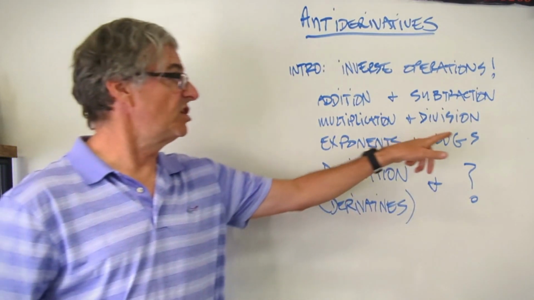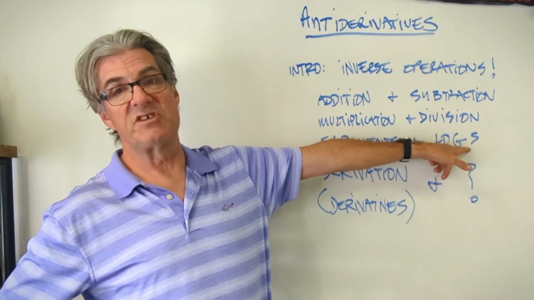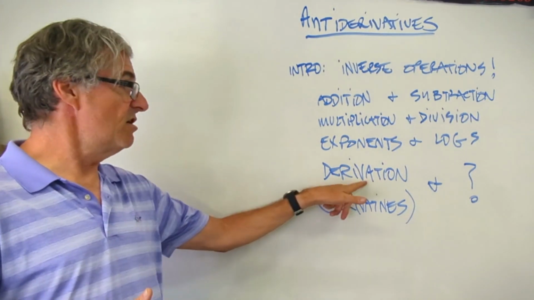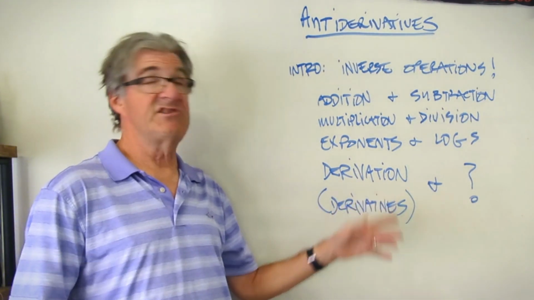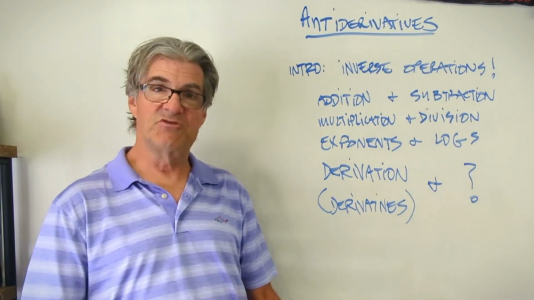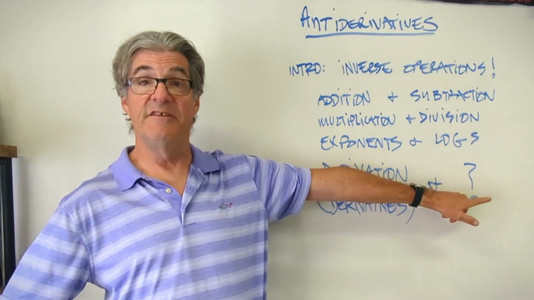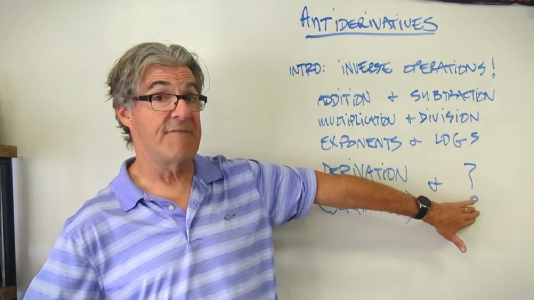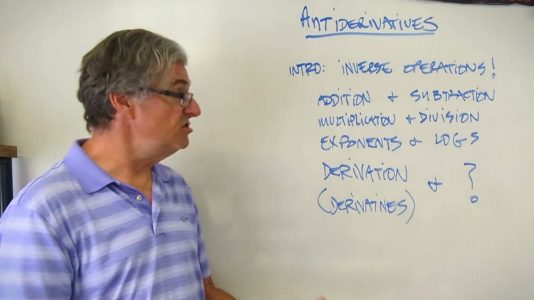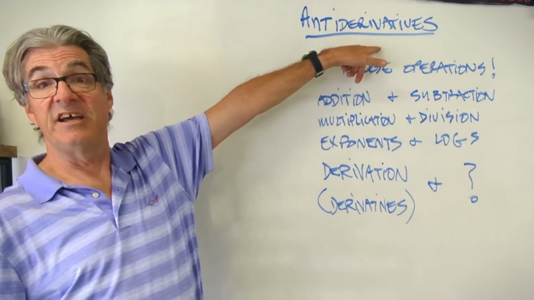Same thing with exponents and logs. If you raise something to a power and then you take the log with the right base of that result, you're going to get back to your original number. So now let's take a look at derivation. Now you might know derivation by this term, derivative, because we've been talking about taking derivatives. It is really the process of derivation, and it also has an inverse operation. There's a very specific name for that, but we'll get to that in the next lesson. This lesson just talks about undoing derivatives or derivation, hence antiderivatives.